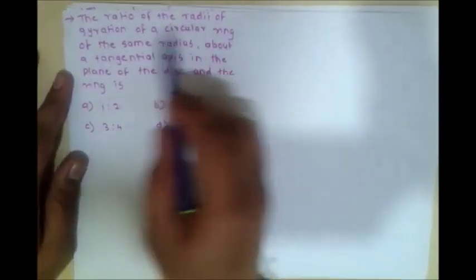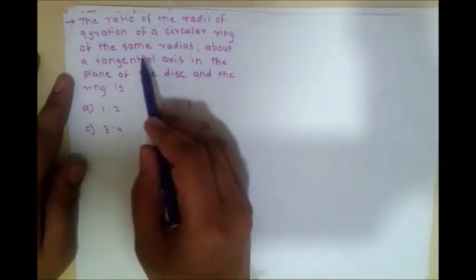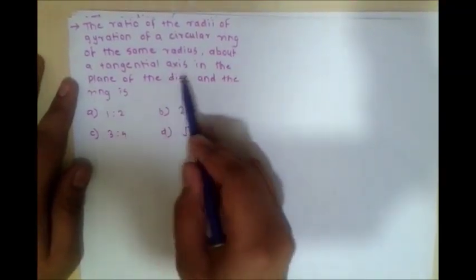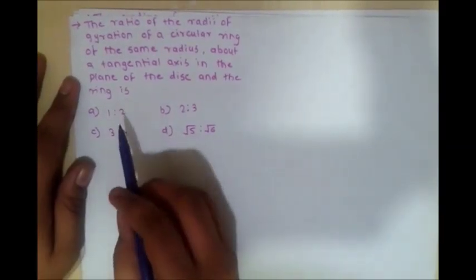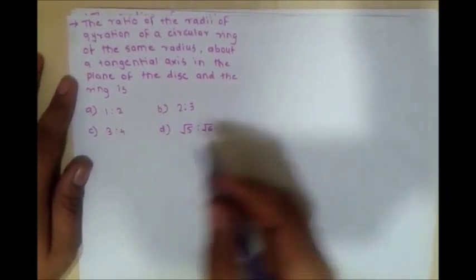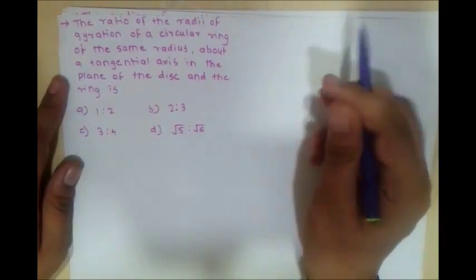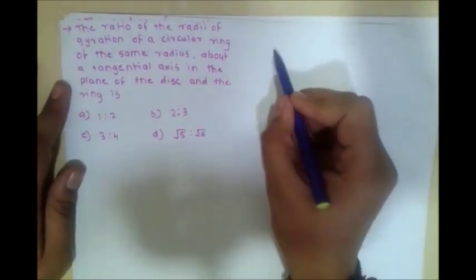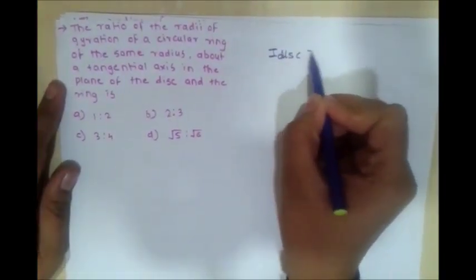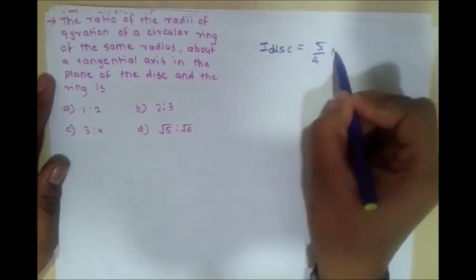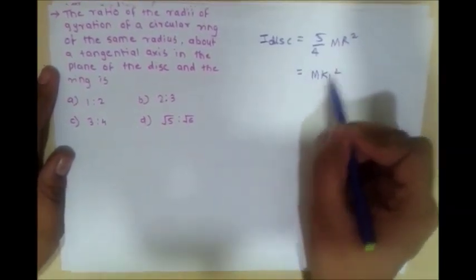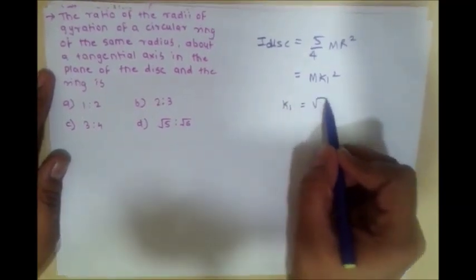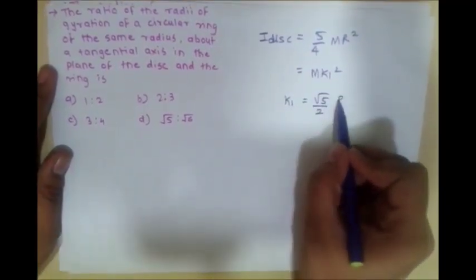The ratio of radii of gyration of a circular disc and a ring of the same radius about a tangential axis in the plane of the disc and the ring is? Now to solve this question we know I of disc, that is moment of inertia of disc, is equal to 5 by 4 mr square, which is equal to m k1 square. Value for k1 is equal to square root of 5 upon 2 r.